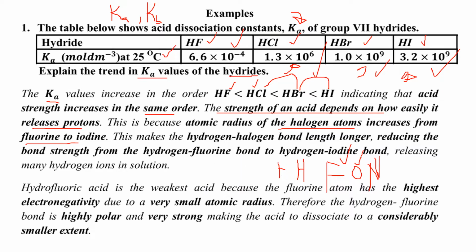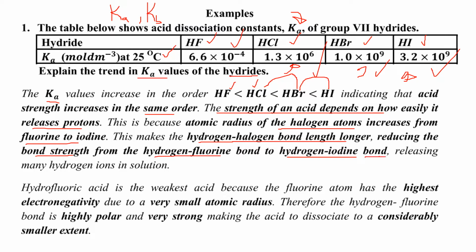And therefore, anywhere they are formed, if they are very strong, that means that it's very hard to release protons in solution. So looking at this further, we say that this is because the atomic radius of the halogen atoms increases from fluorine to iodine, and then we proceed by saying that this is going to make the hydrogen to halogen bond length longer. Once it becomes longer, it reduces the bond strength, and the bond strength is going to be progressively decreasing from hydrogen fluoride to hydrogen iodide.